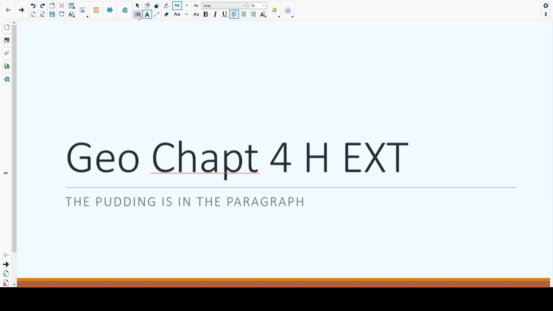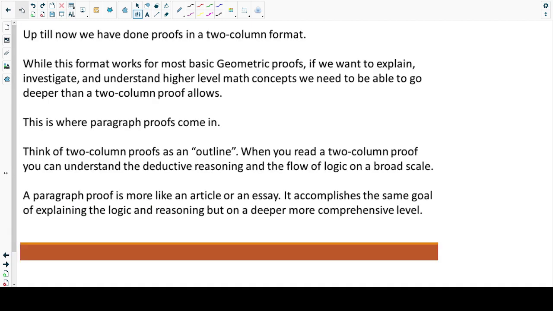All right, so this is going to be a video on paragraph proofs. So we've been doing a fair bit of proofs here recently, and so we're going to be talking about a new kind of proof that goes along with two-column proof, which is a paragraph proof. So first off, what is a paragraph proof?